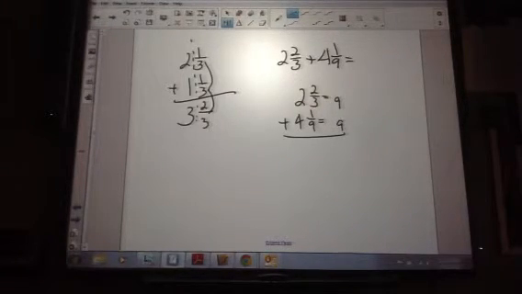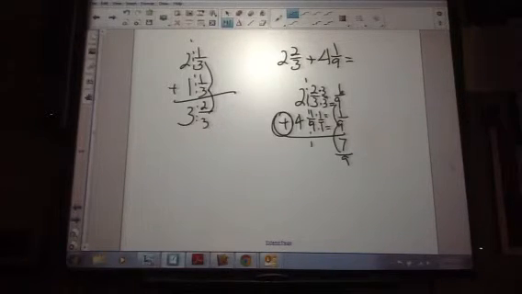Okay, 9 times 1 is 9. 1 times 1 is 1. 3 times 3 is 9. 2 times 3 is 6. I check, I'm adding. 6 plus 1 is 7, and I get the 9s, 7/9. And then I come back and work with my whole numbers. 2 plus 4 is 6. So 6 7/9.